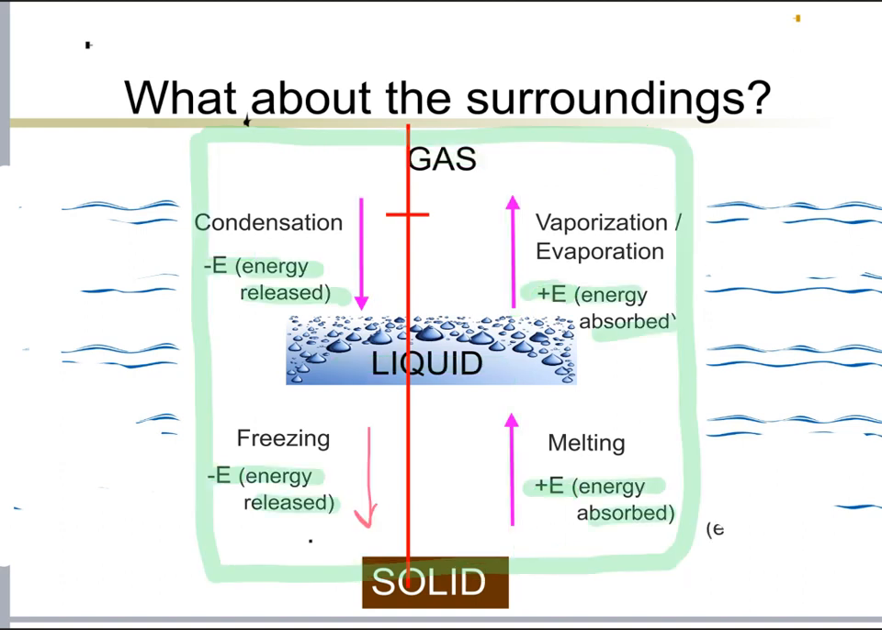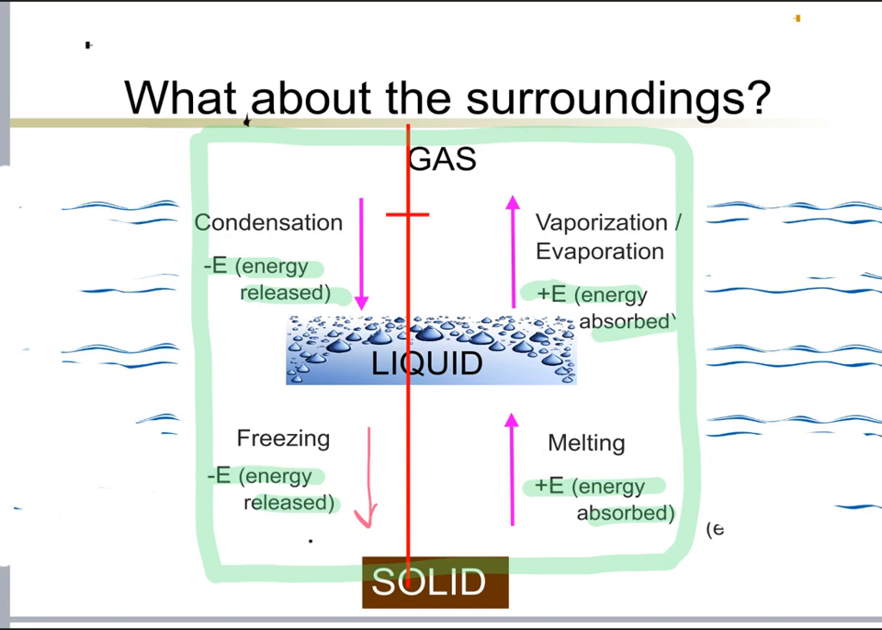Now I want to expand our thinking just a little bit. Everything that we just talked about is what the particle needs. If a particle of solid wants to turn into a liquid, it needs to absorb energy. But if that particle of liquid wants to turn back into a solid, it needs to release energy. What we haven't talked about yet is that this does not occur in an isolated system. That energy cannot just magically appear or magically disappear.